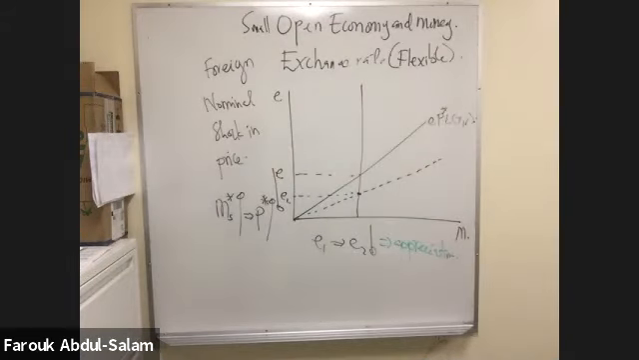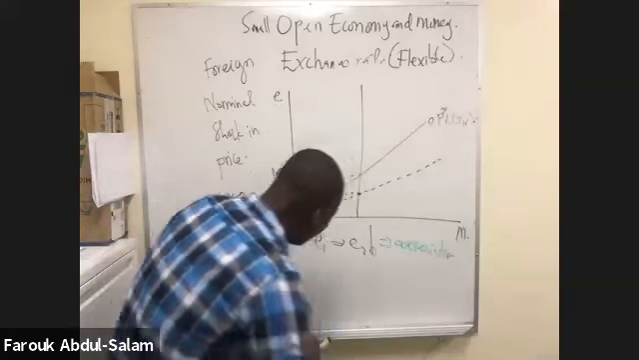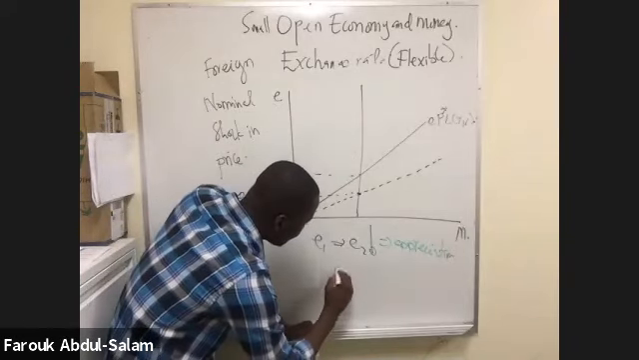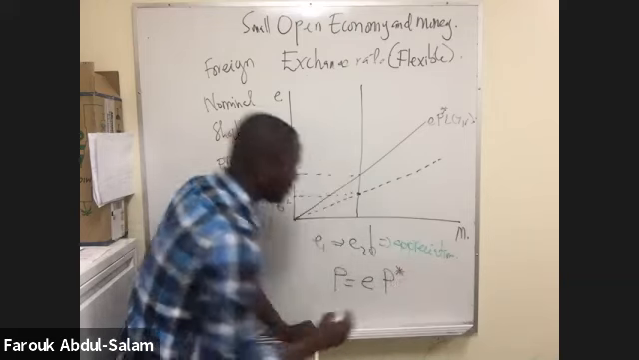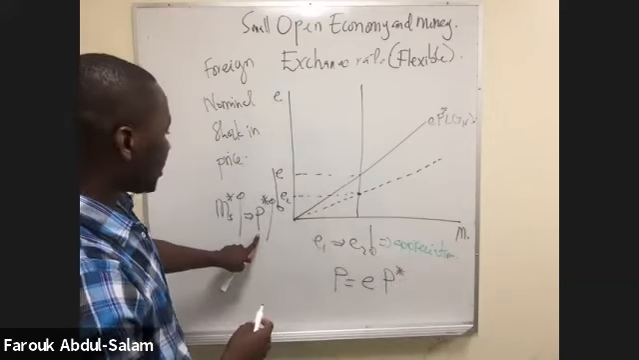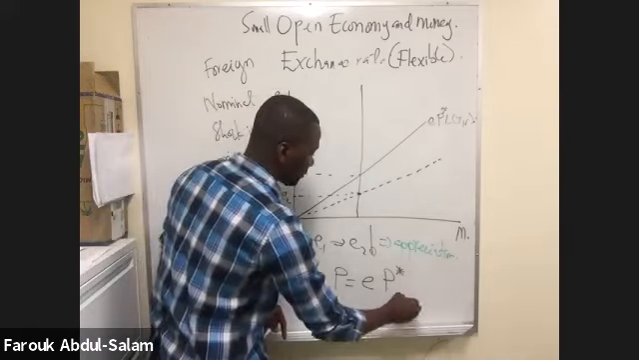Now the question here is, will it affect your real market? Let's see how to prove that. You might want to use the usual law of one price. The law of one price says that P is the same as E multiplied by P star. So initially we saw an increase in P star, so I'm going to shift the P star up.